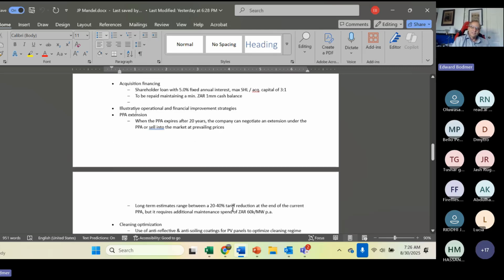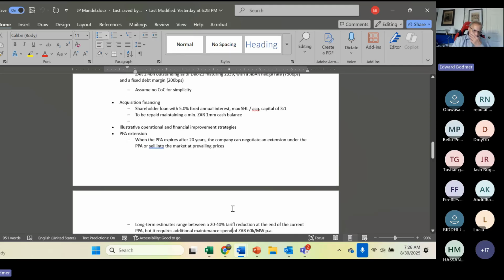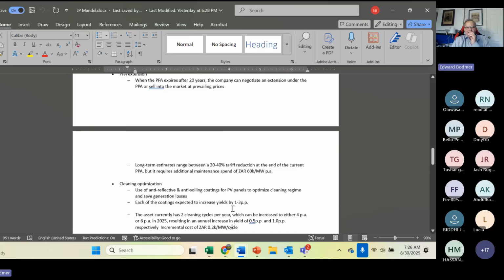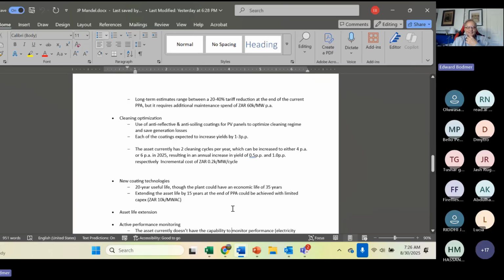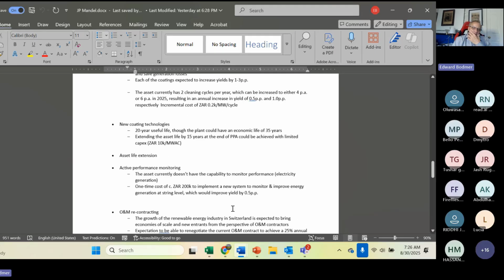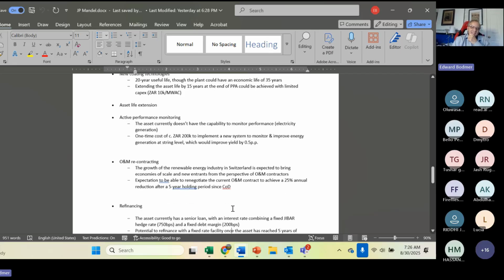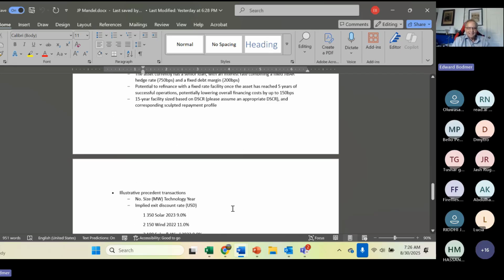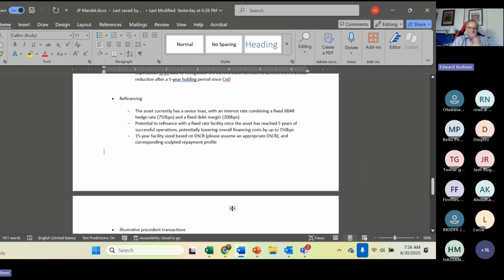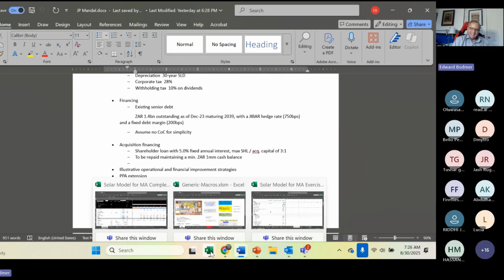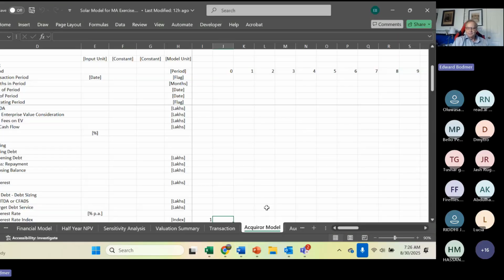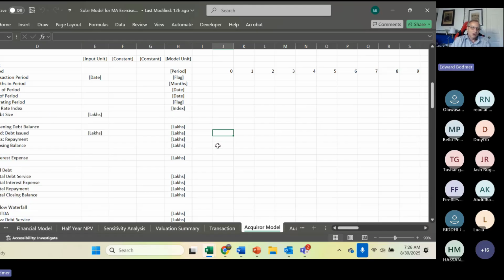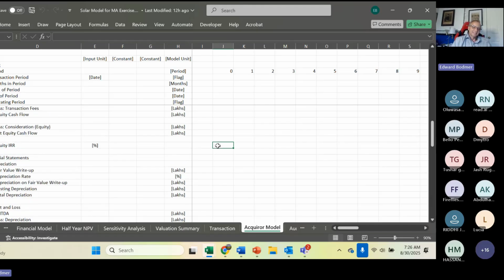But then they said, we're going to put in some acquisition financing and maybe refinance the existing bonds. And then they had all this crazy stuff, which I don't believe. They said, we're going to extend the life of the asset if we buy the company, and figure out how to clean the panels better. These are supposed synergies, which, okay, if you can get them, great. So here's the refinancing, and that's kind of the end. We're going to do the same sort of thing here, make our little model and go all the way down to the financial statements.